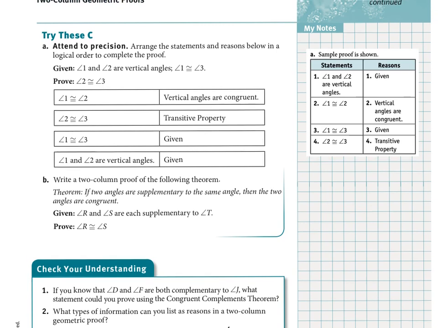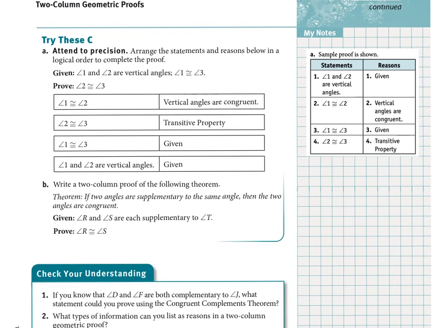That's right. A little bit scary, but that's okay. Let's go ahead and look at part B. I want you to write a 2-column proof of the following theorem. So remember, the theorem gives us a basic understanding of what we're going to work with.